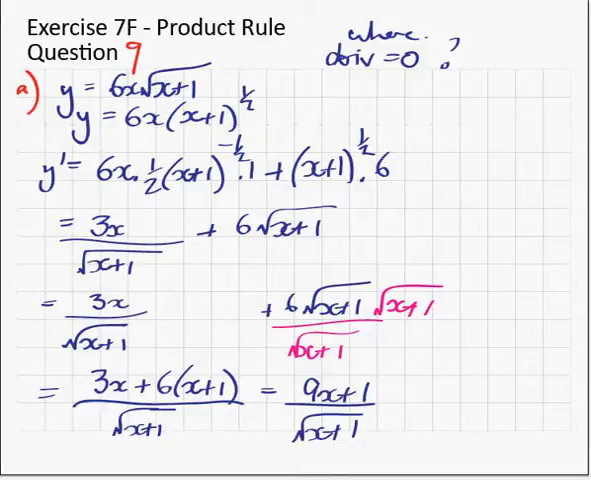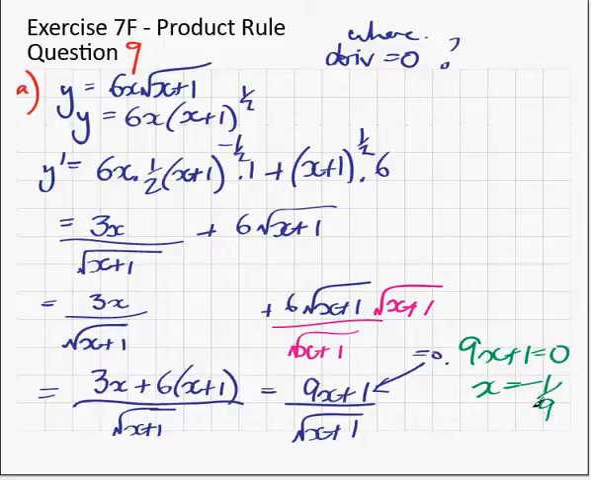So we want to find where the derivative of this particular equation is equal to 0. So that means where is this equal to 0? That's what we're asking. So this will be equal to 0 when only the numerator equals 0. If the denominator equals 0, we actually have a problem. We have an undefined equation. So we really only want to look at the top part of the equation. So when is 9x plus 1 equal to 0?